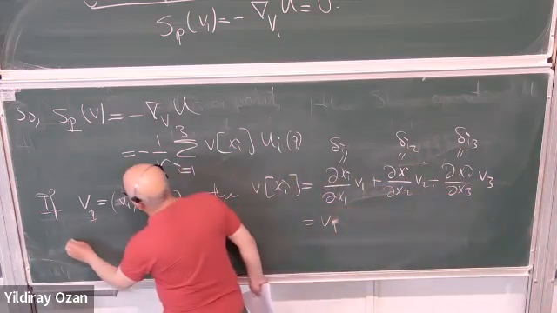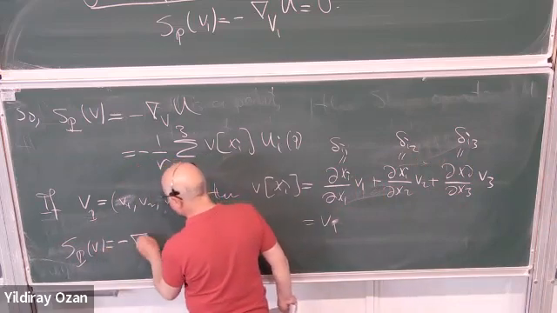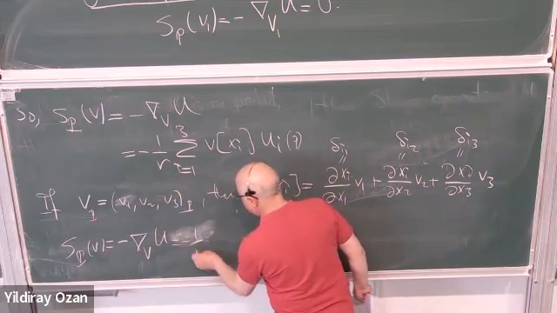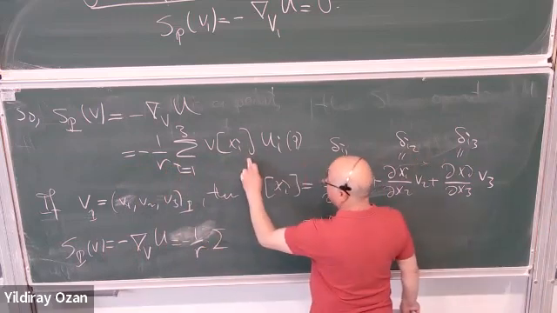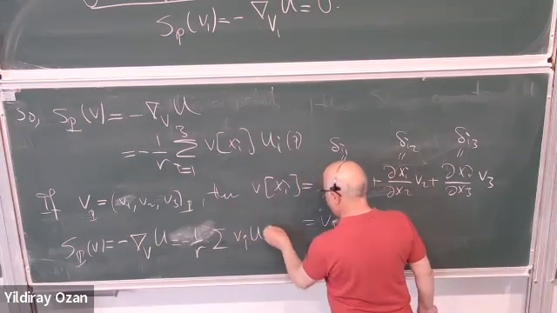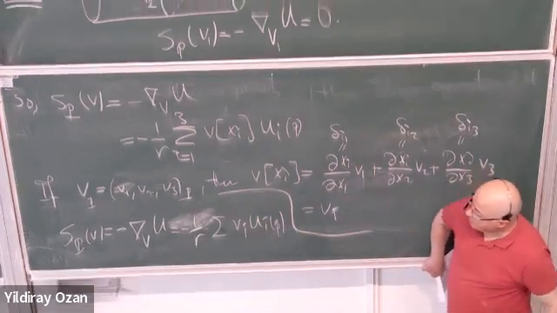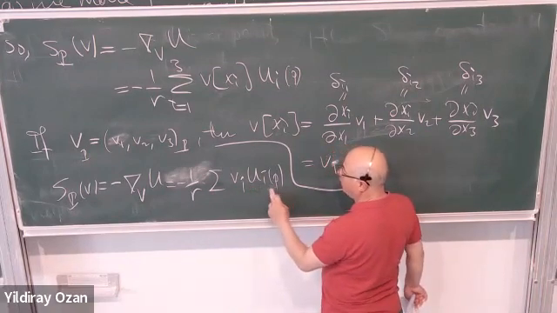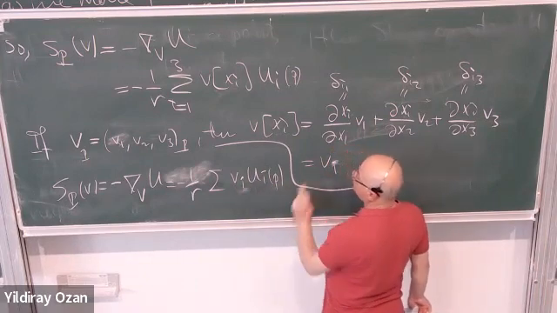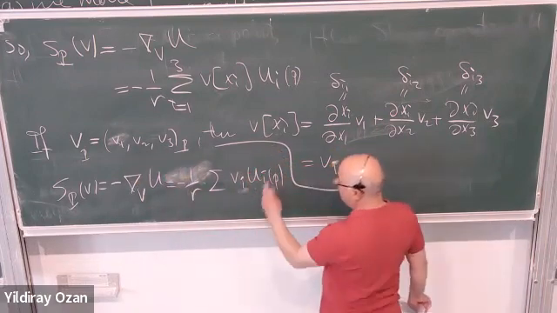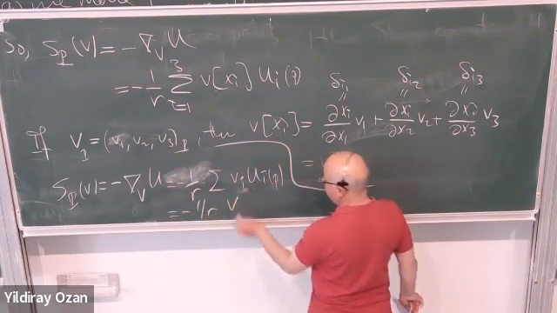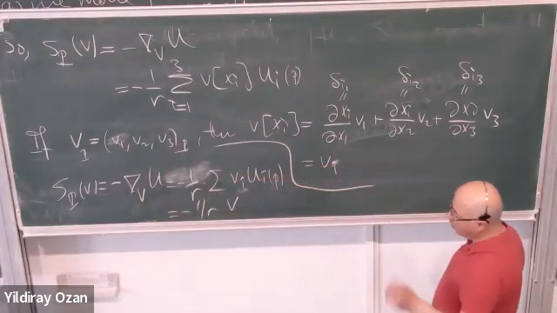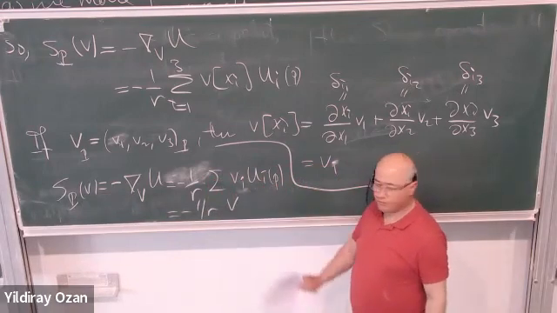So what is this gadget then? Minus 1 over r times the sum of v_i times u_i. But what is this summation? These are the unit vectors, right? 1, 0, 0; 0, 1, 0; and 0, 0, 1. I multiply them by the components of the vector, and then add them up. Well, this is just the vector v itself. So the shape operator for the sphere of radius r is just the identity operator times 1 over r.